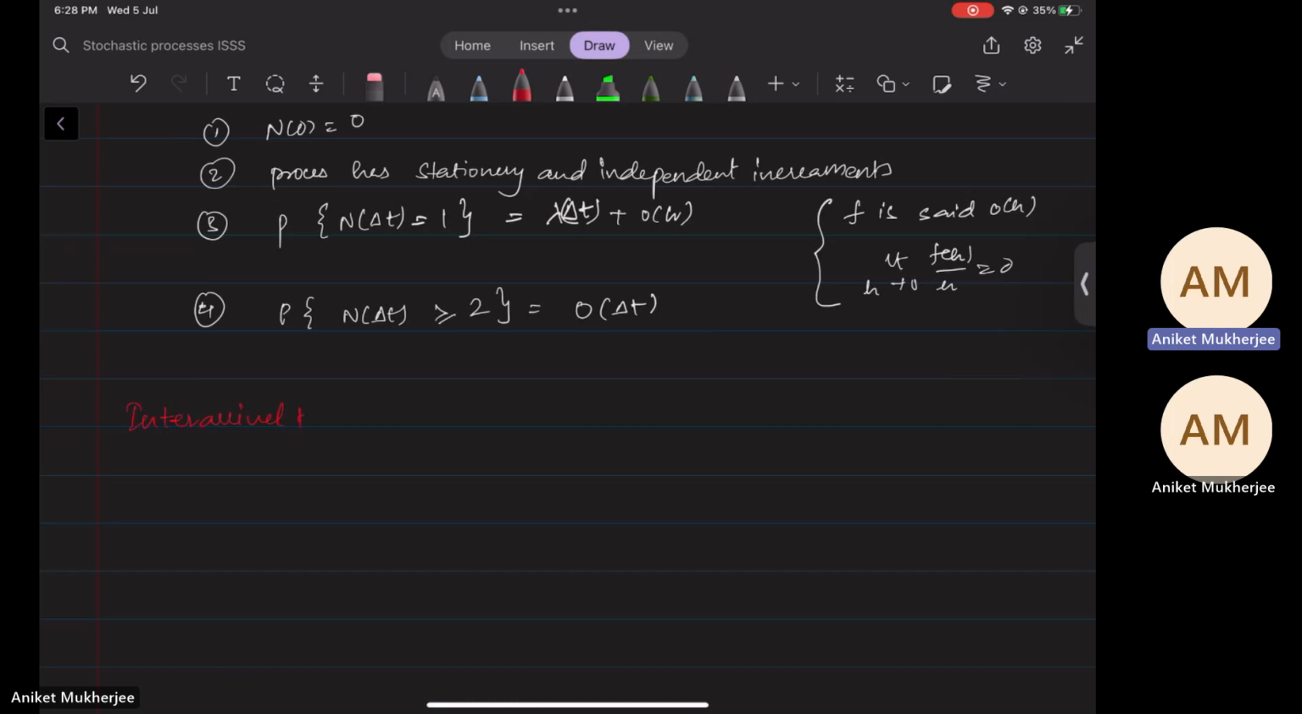So we also defined inter-arrival times. These we called xi. These were IID, and the distribution was exponential.